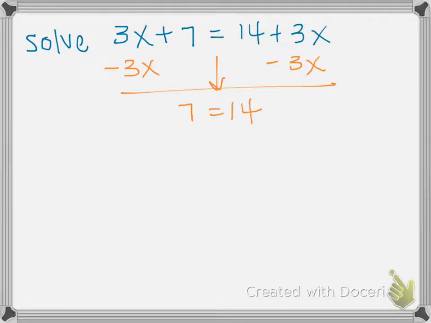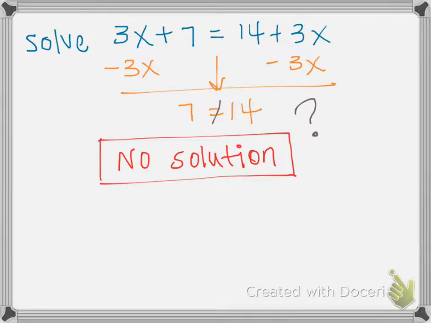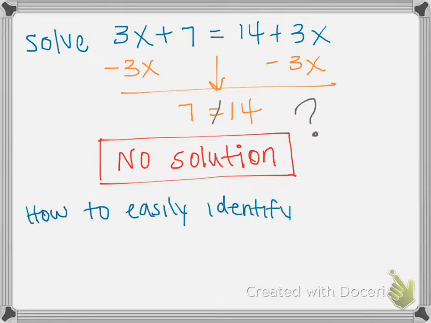So what does this mean for us? This is impossible. We can't have 7 equal to 14. Those are obviously not equal. So this is a problem that actually has no solution. Remember, we talked about how there might be a time when the problem doesn't have a solution, and this is one of them. So you might wonder, how can I easily figure out if a problem doesn't have a solution?